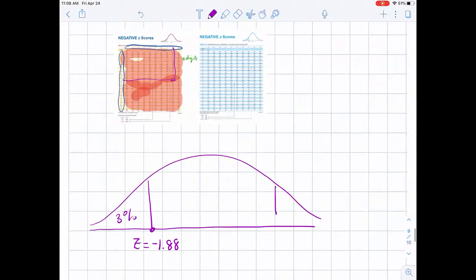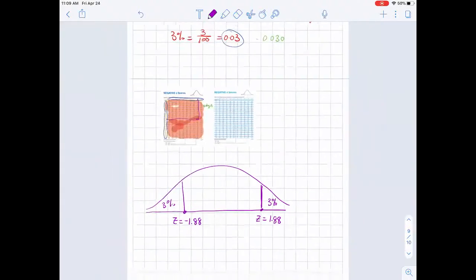Well, these graphs are symmetric. So if this is also 3%, what do you think this value here will be? The same. A positive 1.88. Positive. Very good.